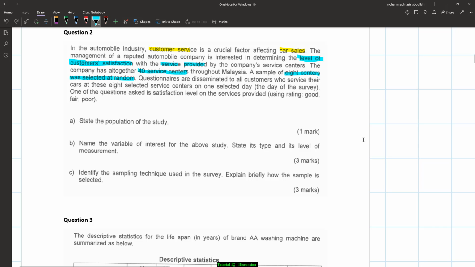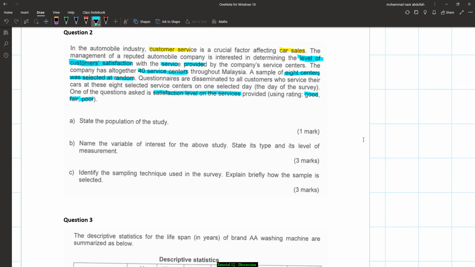So you need to remember that. So the questionnaire is disseminated to all customers who service their car at these 8 selected service centers, on one selected day, the day of the survey. One question asks the satisfaction level on service provided using a rating of good, fair and poor. So we have 3 categories there: good, fair and poor.